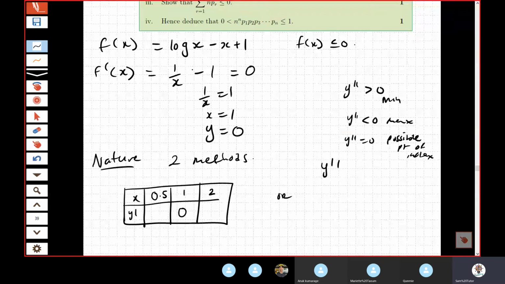Okay, then we're going to sub it in. Log half, so ln 0.5 minus 0.5 plus 1. Negative 0.193. And then you guys will just do 2, and that gave me negative 0.3. We went too far, I think. We went too far, didn't we? Give me 1 second.